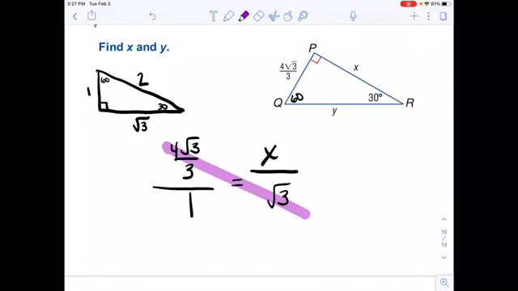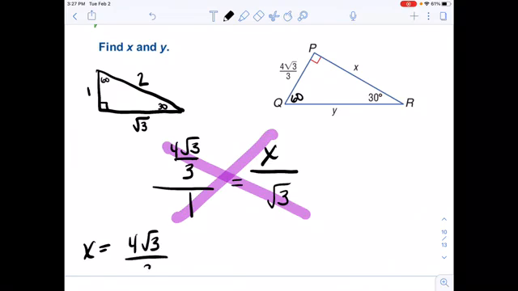Okay, now I cross multiply to solve. It does look kind of weird because we have a fraction and a fraction. Don't worry, it'll go away right here. We get 1x, or just x, equals 4 root 3 over 3 times root 3. It's technically like times root 3 over 1, so you don't have to worry about the denominator too much.